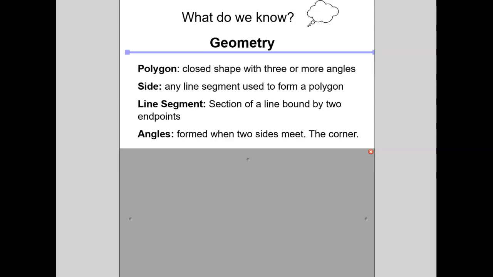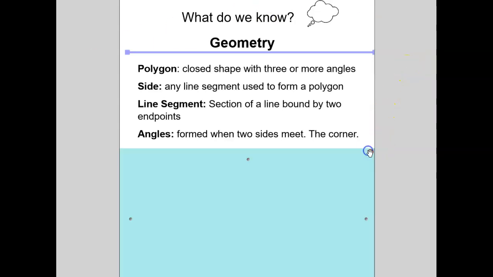The reason the rest of this slide is covered is because I have a task for you. Based on what we learned yesterday, I would like for you to draw a rectangle and label the sides and angles of that rectangle.